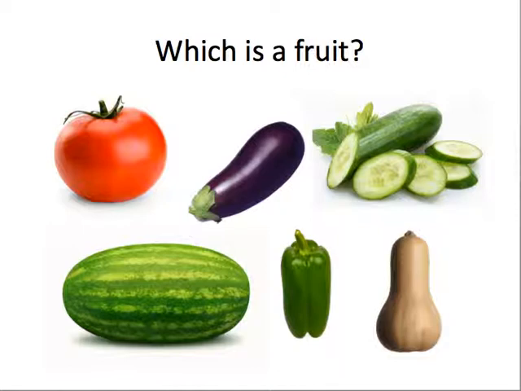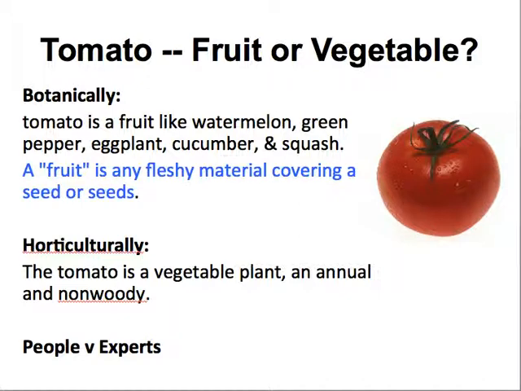So which is a fruit? Probably you decided that the melon there is the fruit and everything else is a vegetable. Whether you do this or not probably depends on where you come from. If you come from North America, then certainly you'll say, oh, the melon's a fruit and everything else is a vegetable. But that varies from culture to culture, and it also varies in terms of popular classification and scientific classification. So you probably know of the long-standing discussion about tomato, whether it's a fruit or a vegetable. Well, it depends how you look at it. Botanically speaking, tomato is a fruit like watermelon, green pepper, eggplant, cucumber, and squash.